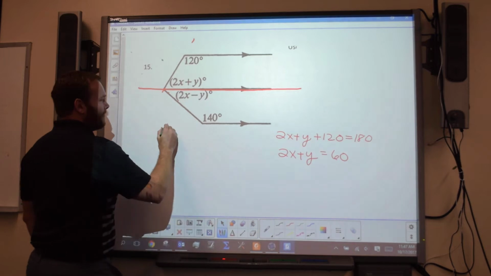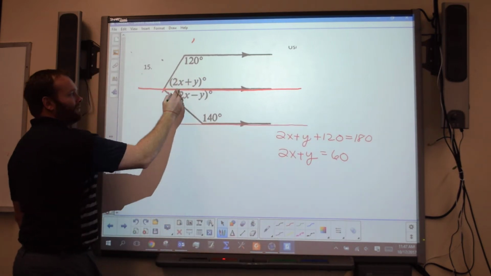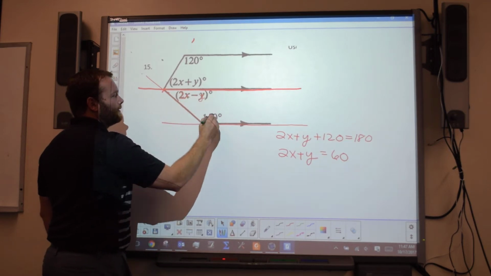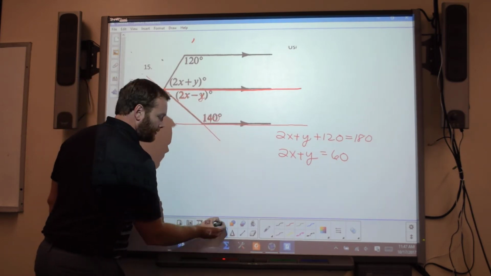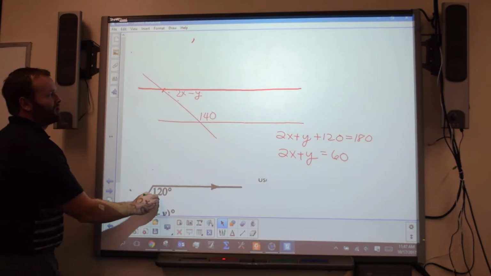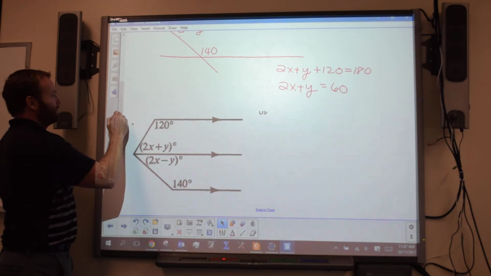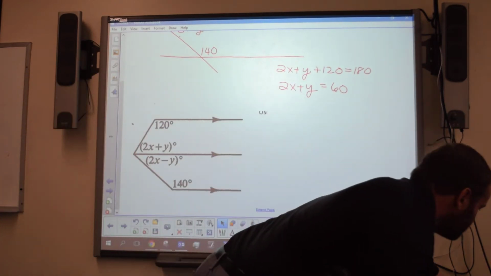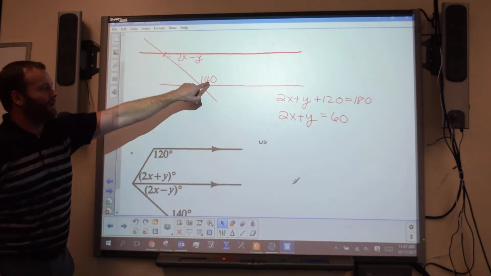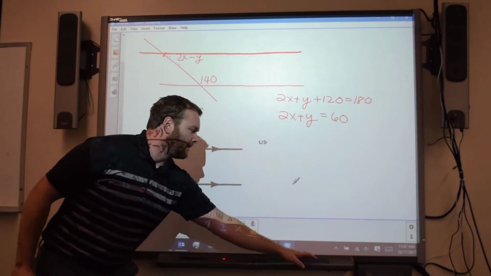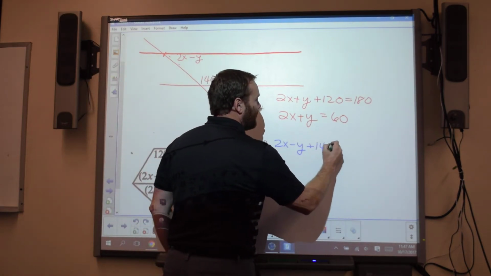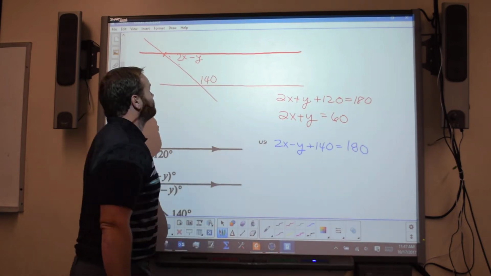So then, if I look at that line being parallel to the middle one, that transversal, we have 2x minus y here. We have 140 there. Remove the picture. What do you see with those two angles, 2x minus y and 140? They should be supplementary as well. So we're going to say 2x minus y plus 140 is equal to 180.